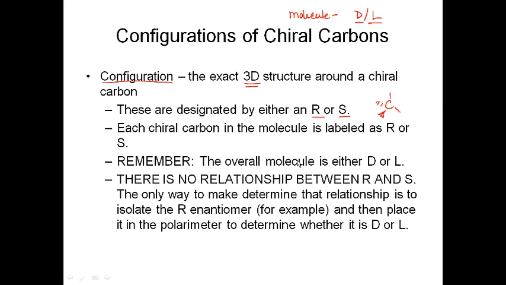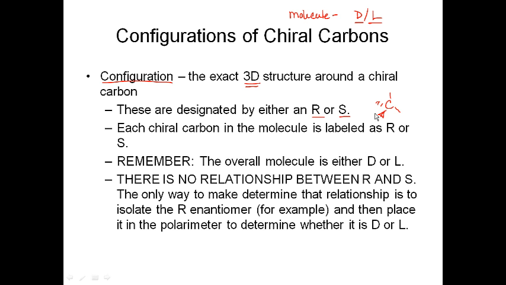Even for molecules that have a single chiral carbon, the chiral carbon is either R or S, but the molecule is either D or L. It turns out that there's no overall relationship between R and S and D and L. Some D molecules have the R configuration, or some D molecules have the S configuration. Some L molecules have the S configuration, and vice versa.